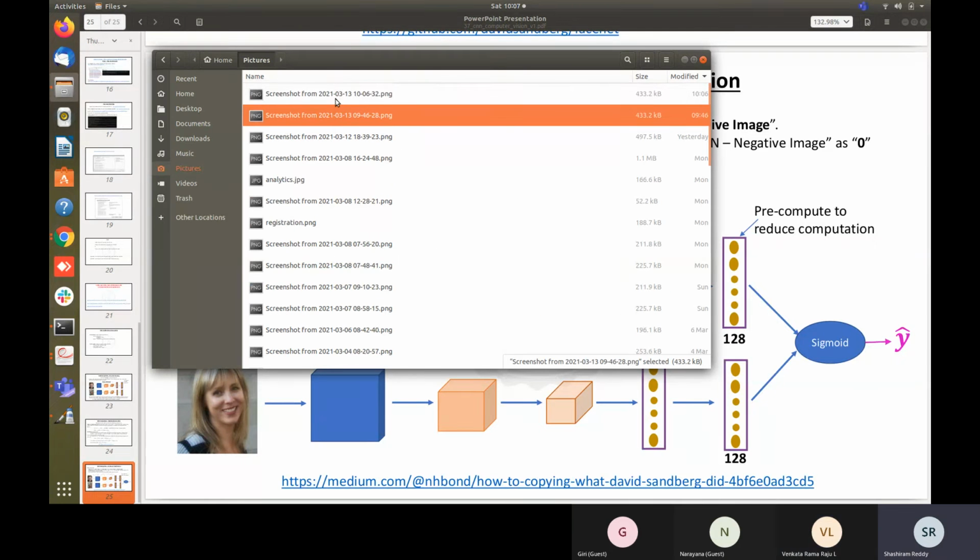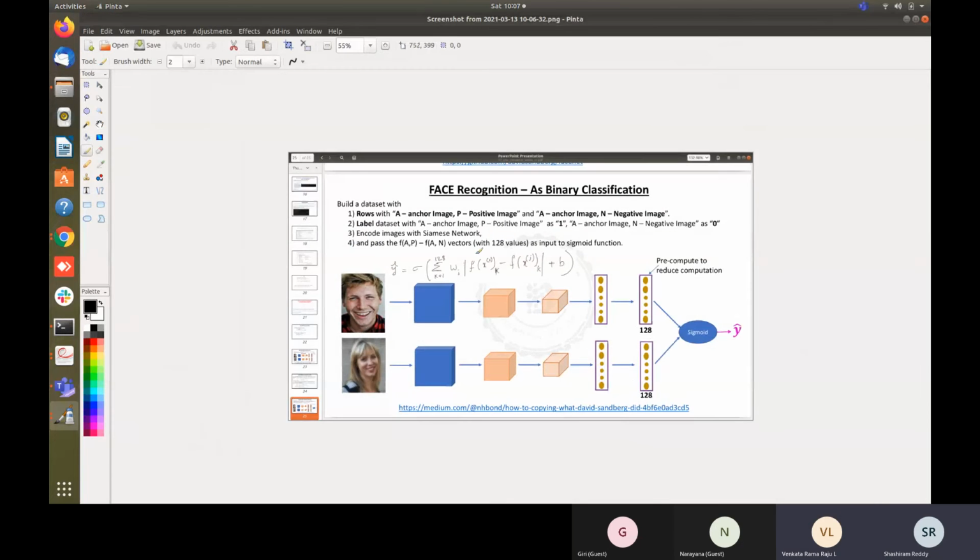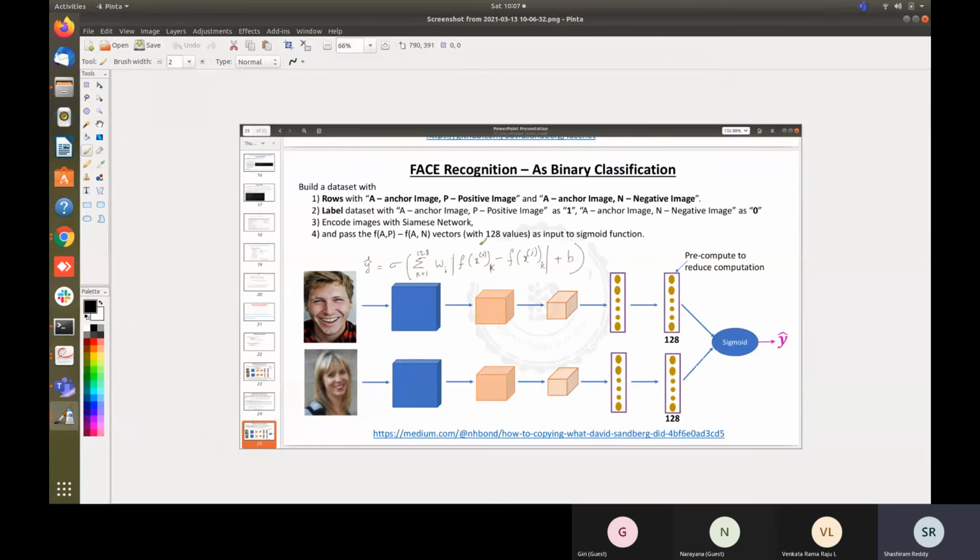Sir, here our network is very simple. Maybe because the dimension of the input image is small, the network is simple.